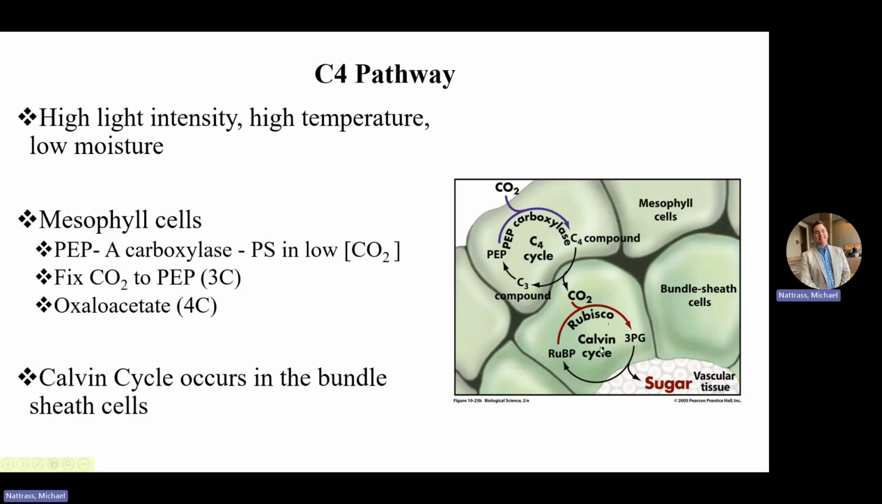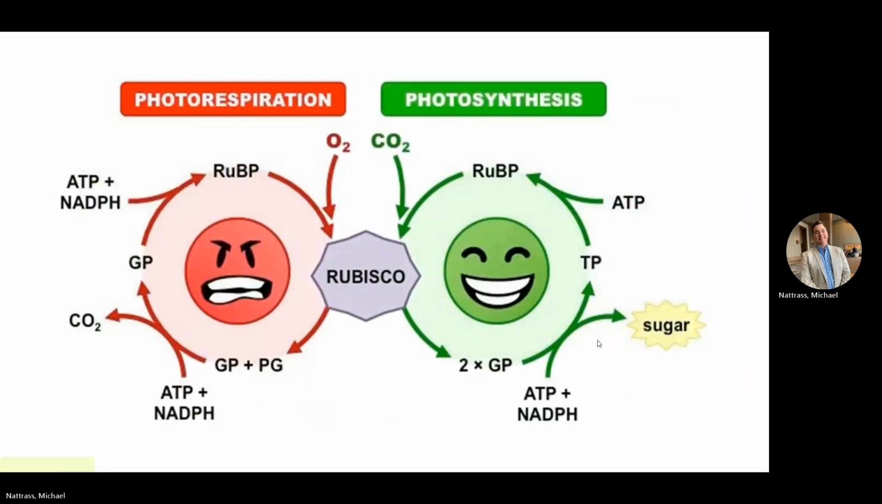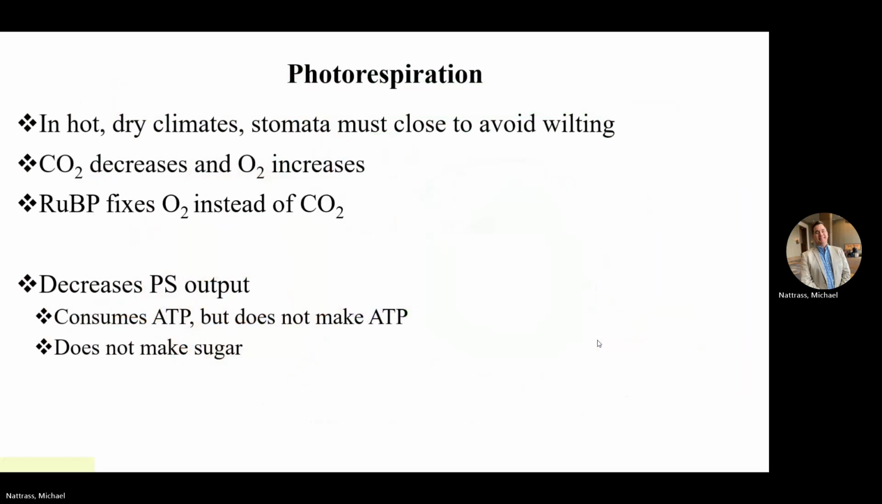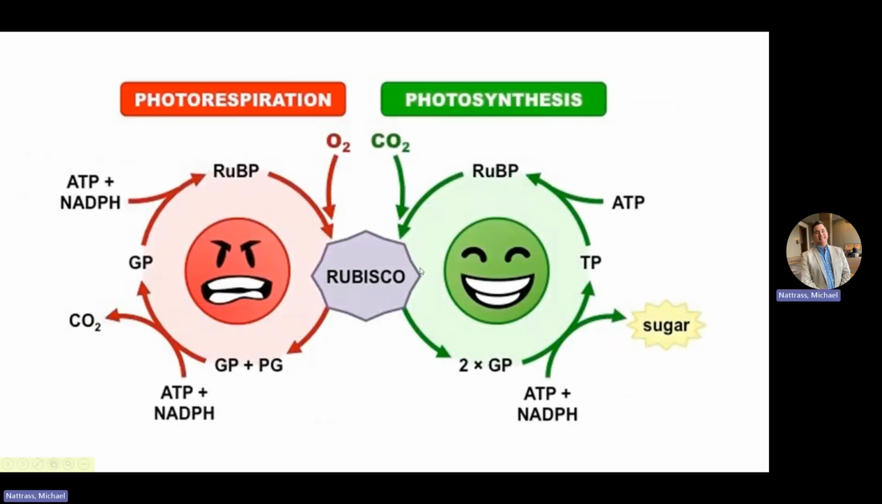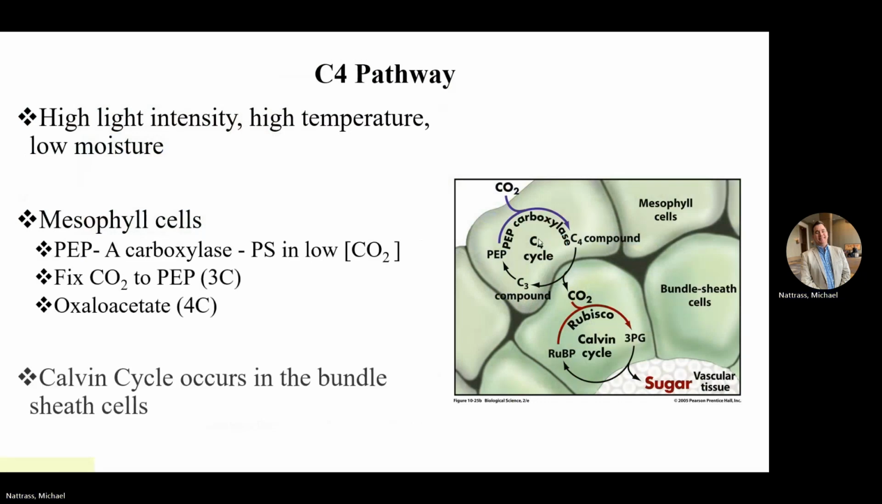the Calvin cycle is technically the C3 pathway. This is the Calvin cycle. It is also the C3 pathway. It just occurs in a different spot or location. It occurs in the bundle sheath cells, where in C3, it happens here. That Calvin cycle occurs in the bundle sheath cells.